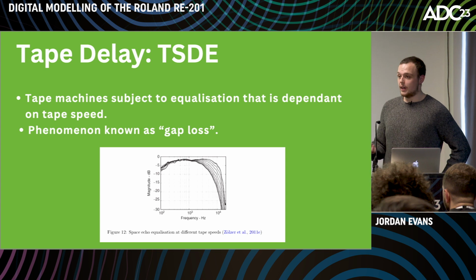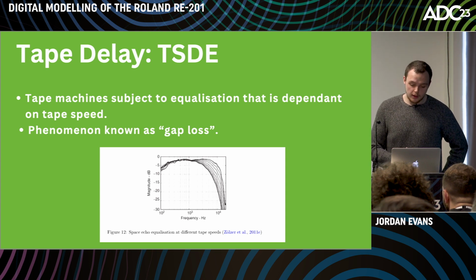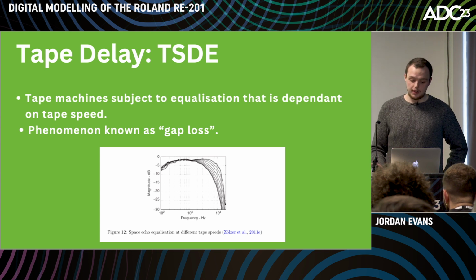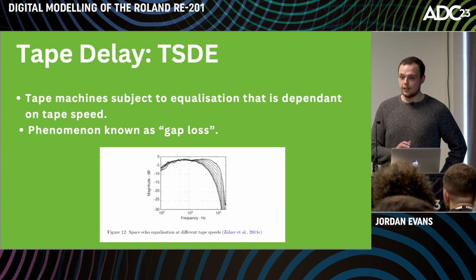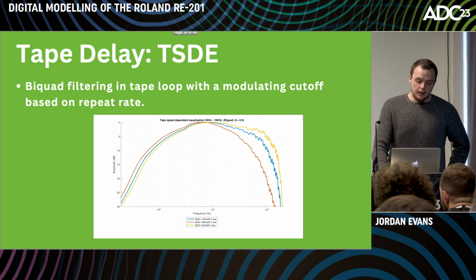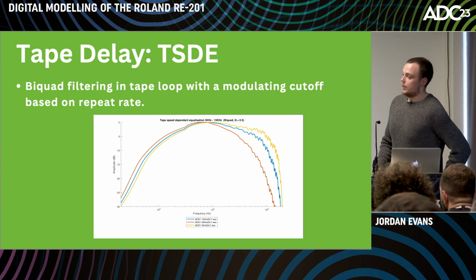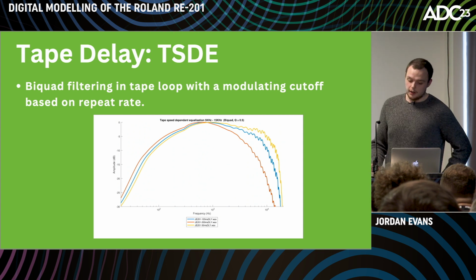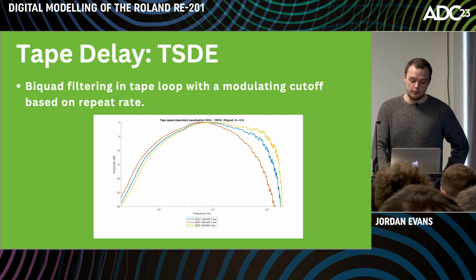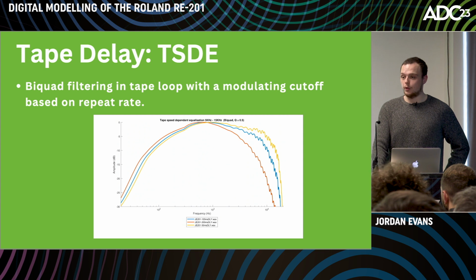But with the Space Echo, the Roland RE-201, the tape speed is continuously changing. There's no discrete changes. So the equalization can be different depending on what your delay time is set at, your repeat rate. So the method I've come up with is to essentially use a biquad, take the repeat rate value and linearly map the cutoff of that low-pass filter based on what your delay time is.